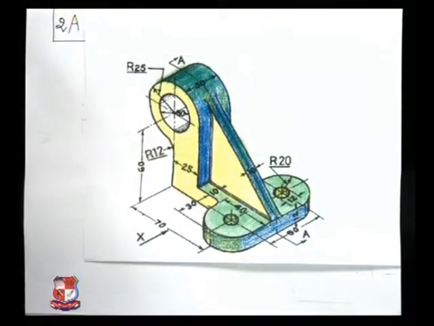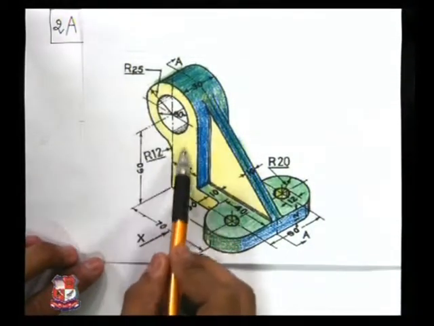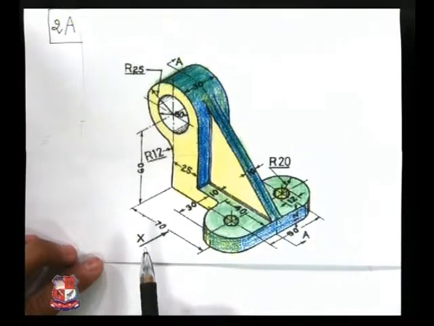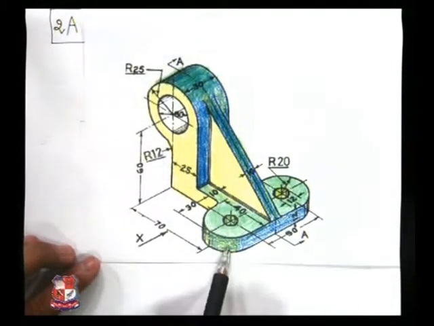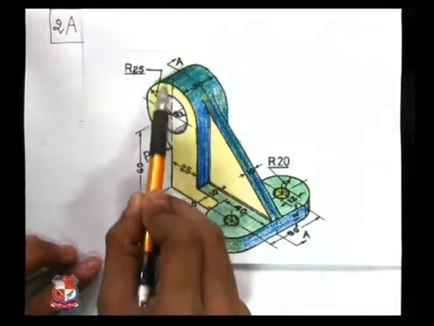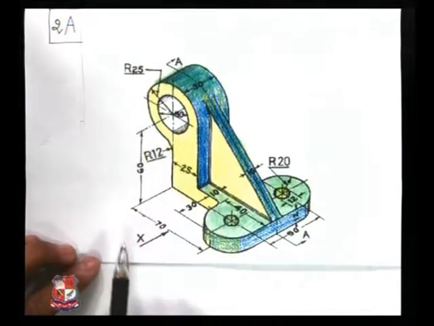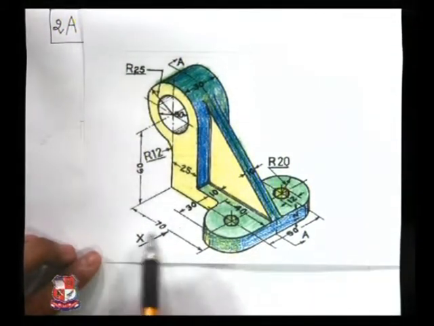If we look at this solid from this arrow X, this yellow colored portion will be visible, the rest of the portion will not be visible. This is also a yellow colored portion. So we have to draw this right angle triangle, this outer circle, and this length. This portion shown by blue color will not be visible in front view.